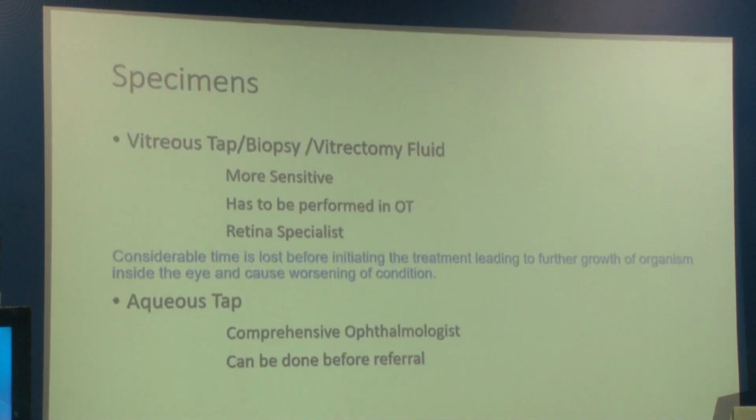So we can obtain various specimens which include vitreous taps, vitreous biopsy or vitrectomy fluid, which are more sensitive, but they have to be performed in the operation theater by a retina specialist, and a considerable time is lost before initiating the treatment, leading to further growth of organism inside the eye and worsening of the condition. Another specimen that can be obtained is from the aqueous tap, which can be done by a comprehensive ophthalmologist and can be done before referring him to a retina surgeon.